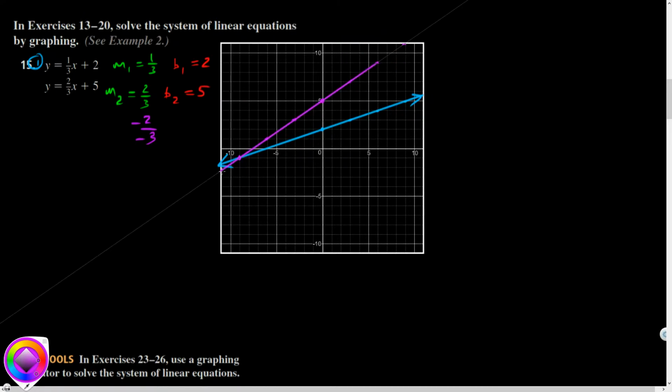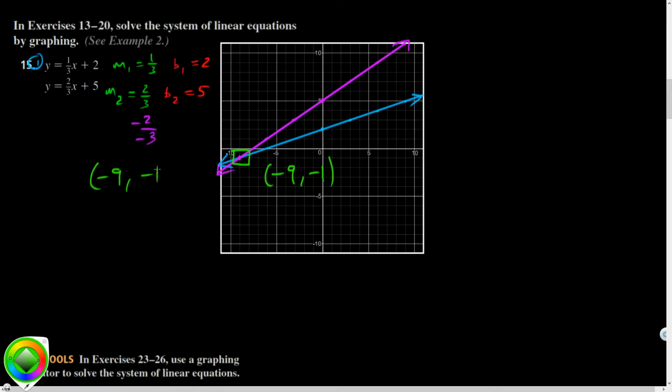So graphing works fine in these contexts when my solution is close to the origin, right? When it's close to where the axes cross, and it works well when the solution happens to be right on the grid. But if it landed somewhere between there and the answer was like negative 9.72, comma, negative 1.3, it's not going to give me the most exact answer every time, right? So the actual solution here appears to be negative 9, comma, negative 1, right?